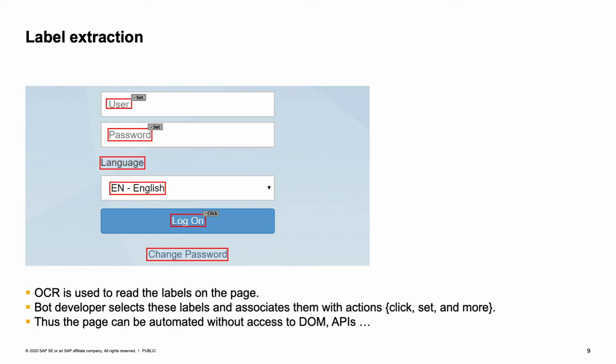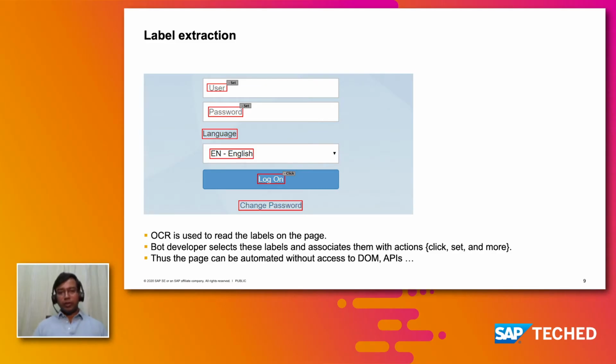So the first part is label extraction. As you can see from this image here, you basically have a very simple UI. This is just for illustration purpose, of course. So you have the user field, you have the password field where you want to set some values, right? You want to enter the user and the password. Then you want to choose the language. In this case, it's English from a drop down. Then you want to click on that log on button. And of course, there's also an option to change password, but you wouldn't do both together. I mean, you wouldn't log on and change password at the same time.